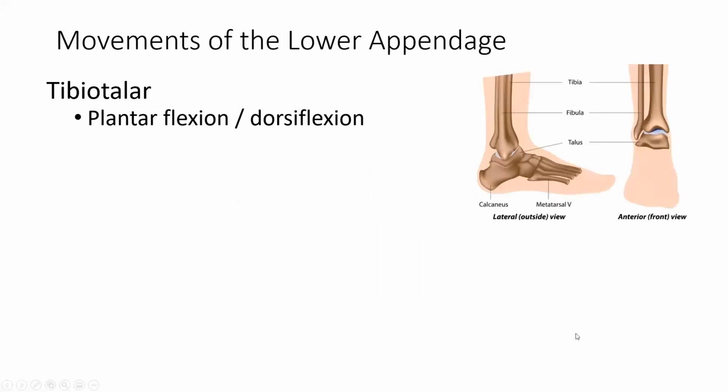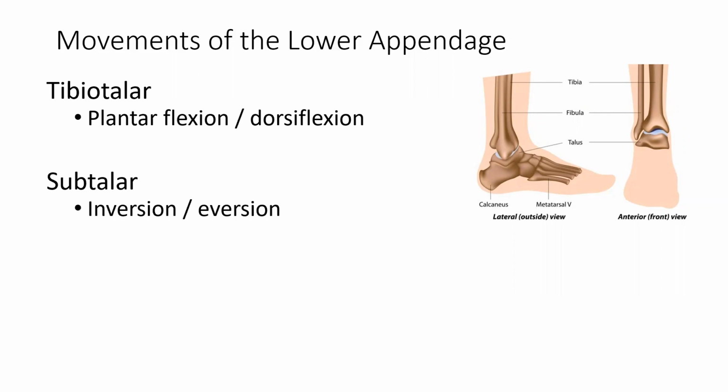So looking at these joints, we're looking at the tibio-talar joint, which is the joint between the tibia and the talus. The talocrural joint as a whole includes the fibula because the fibula and the talus also articulate with each other. But we'll look specifically here where plantar flexion and dorsiflexion occur.